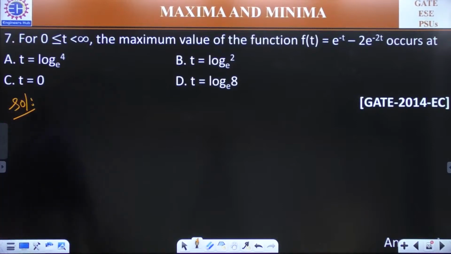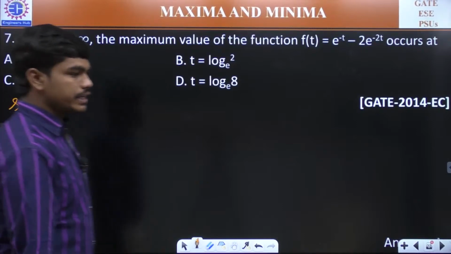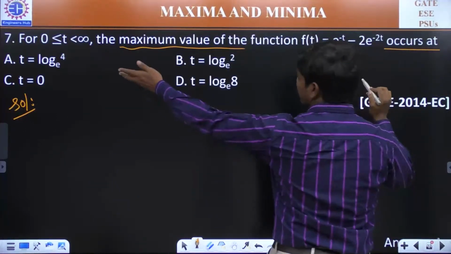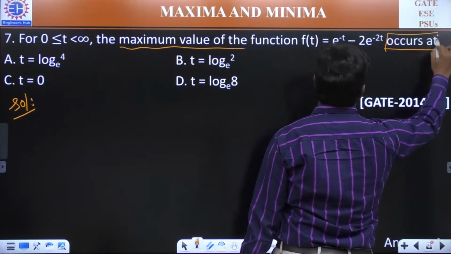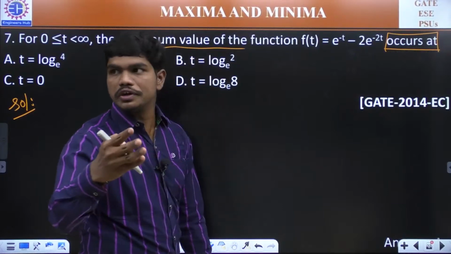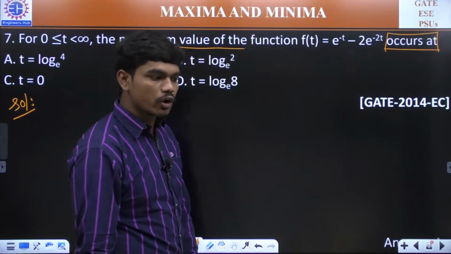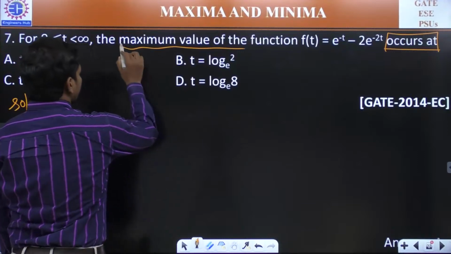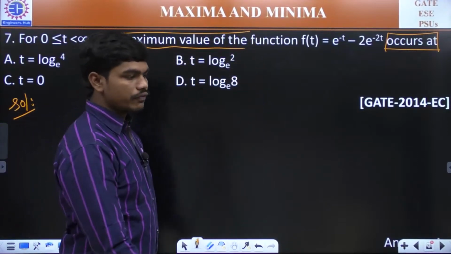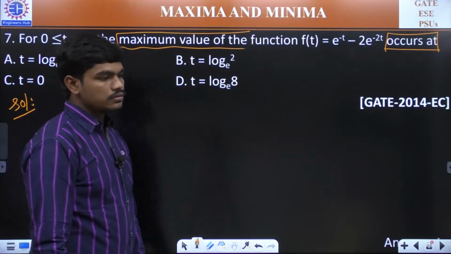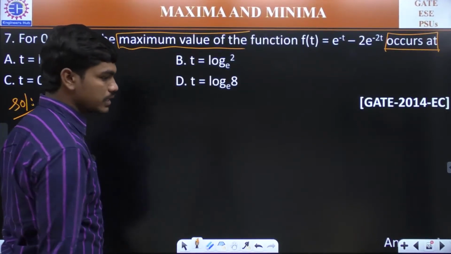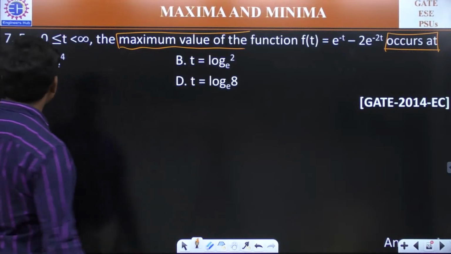In this, they are asking where the maximum value of the function occurs, and they have given options. Now tell me one thing, do you need to find the stationary point at which it is maximum, or do you need to find the maximum value of the function? Tell me what to find. Do you need to find the point or the function value? Please tell me. We need to find the point, correct? Stationary point basically. So good, Divya, I hope it's log 4.